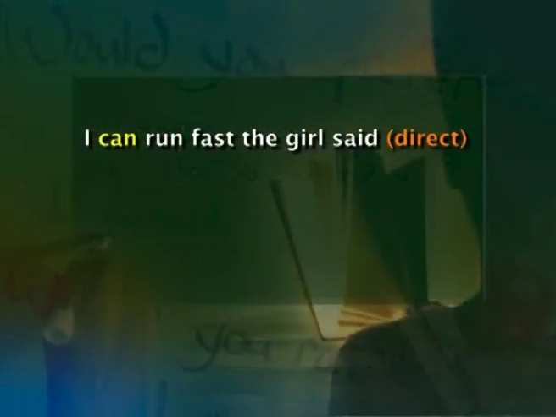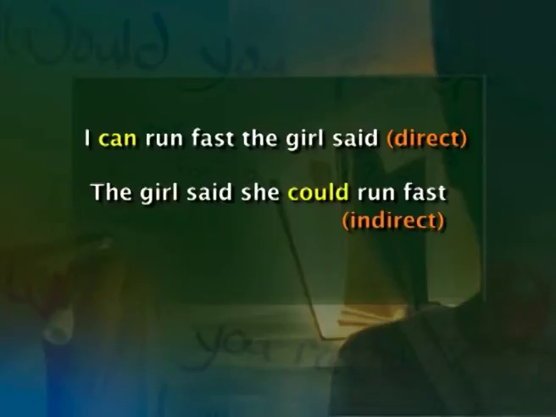Could is used in place of can if we change a sentence from a direct to an indirect speech. For example, I can run fast, the girl said. This is a direct speech. If we want to change it into an indirect, we say, the girl said she could run fast.